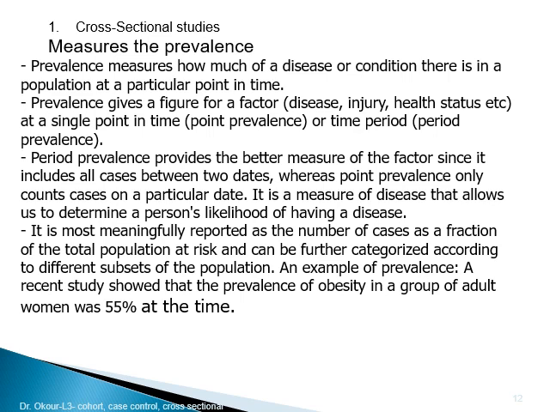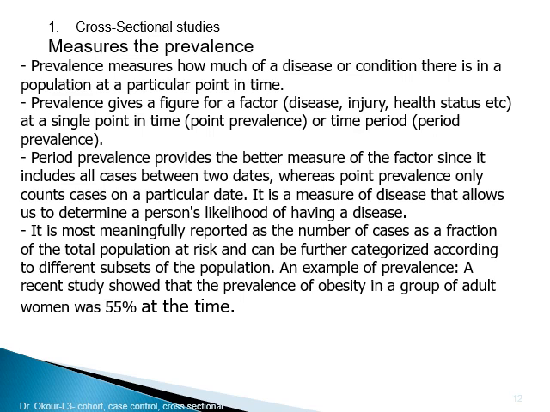What we measure in cross-sectional studies is the prevalence. Prevalence measures how much of a disease or condition there is in a population at a particular point in time. It gives a figure for a factor, disease, injury, or health status at a single point in time, point prevalence, or over a time period, period prevalence. Period prevalence provides the better measure of a factor since it includes all cases between 2 dates, whereas point prevalence only counts cases on a particular date.